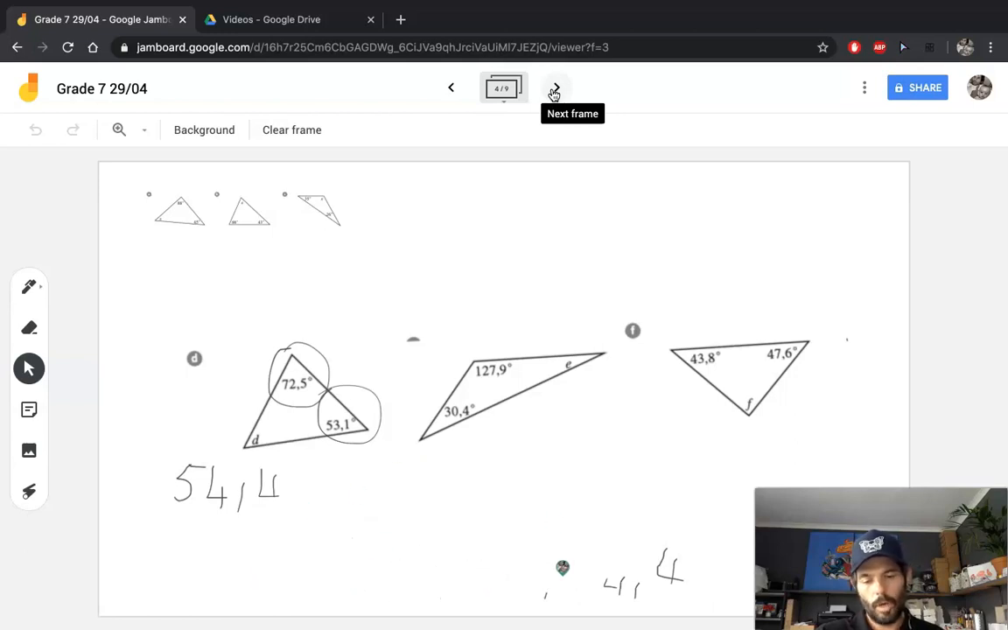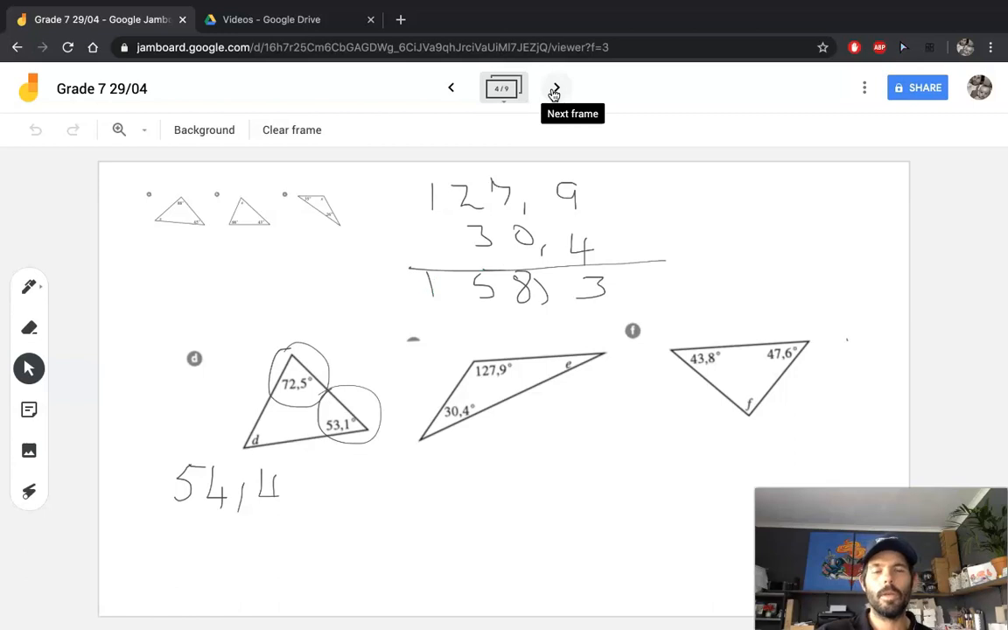For the second question, again, I need to work with decimals. So that's 127.9, and I put that with 30.4. 158.3, that's what I've got. Okay, how much left to 180? I know that's going to be 21.7. So I'll just subtract from 180.